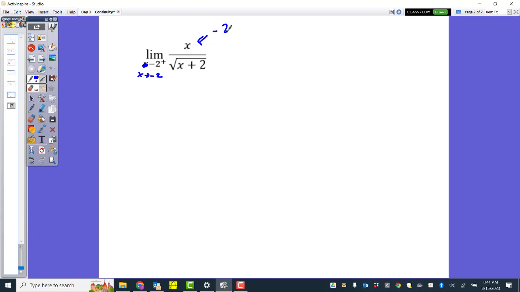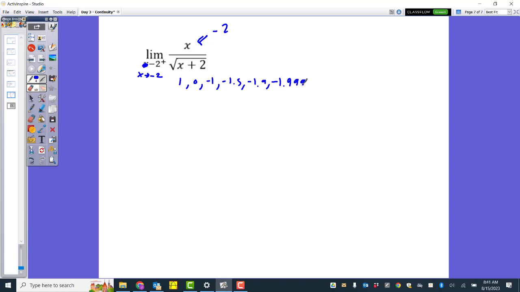As we approach 0 on the denominator here, what numbers are we approaching? A square root is only going to give us positive values. So if we think of numbers on the right side of negative 2, so this is positive 1, 0, negative 1, negative 1.5, negative 1.9, negative 1.999. What's happening here? 2 plus 1 is 3, square root of 3, some positive number.